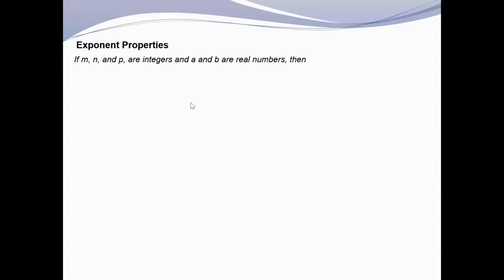It says if m and p are integers and a and b are real numbers, then this will take place. This is called the product rule, which means if you have a to the m times a to the n equals a to the m plus n. In other words, the a is called a base. When you have the same base and you're multiplying a base to an exponent times the same base to an exponent, you add the exponents.